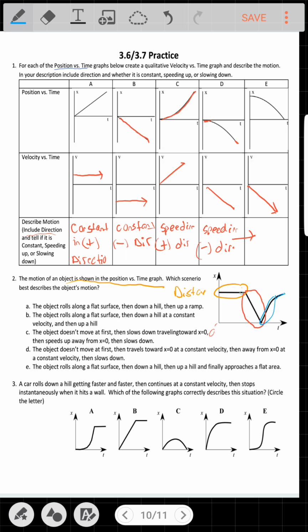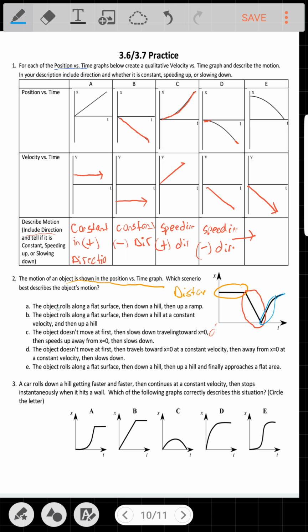So what happened here? It didn't move because the time was increasing, but the position didn't change, so that's no movement. And then it went towards my 0 mark at a constant speed, and then it went away from my 0 mark faster, then slowing down. So which objects, A, B, C, or D, can show that?